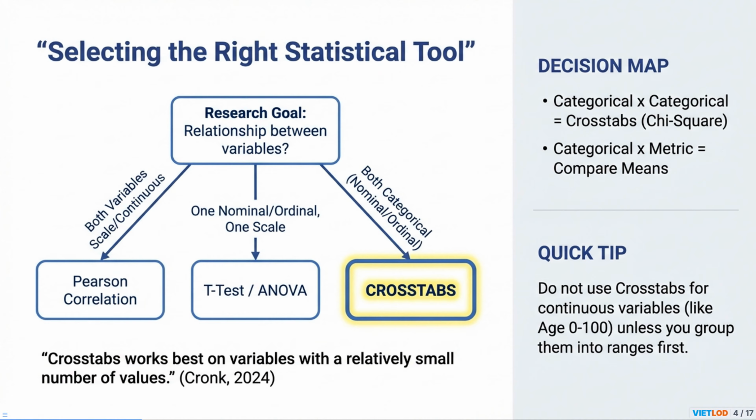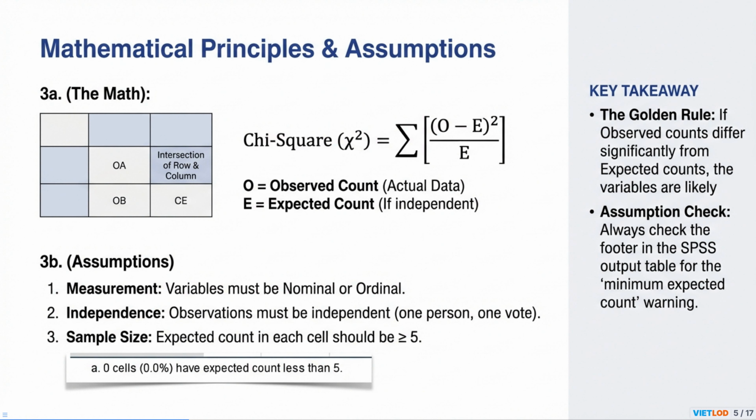If you are comparing a categorical variable to a metric or continuous variable, like gender and amount spent, you would use a tool like a t-test or ANOVA to compare means. It's important not to use crosstabs for continuous variables like age from 0 to 100, as the resulting table would be enormous and uninterpretable. You must group them into categories first, like 18-25, 26-40, and so on.